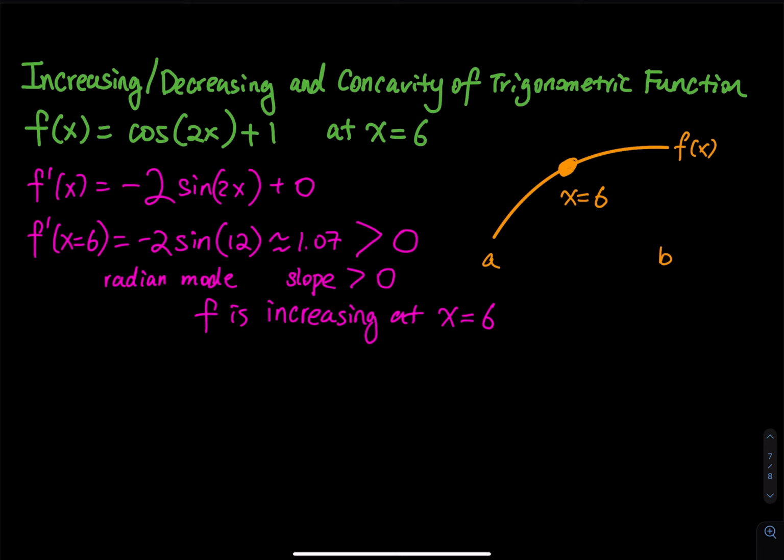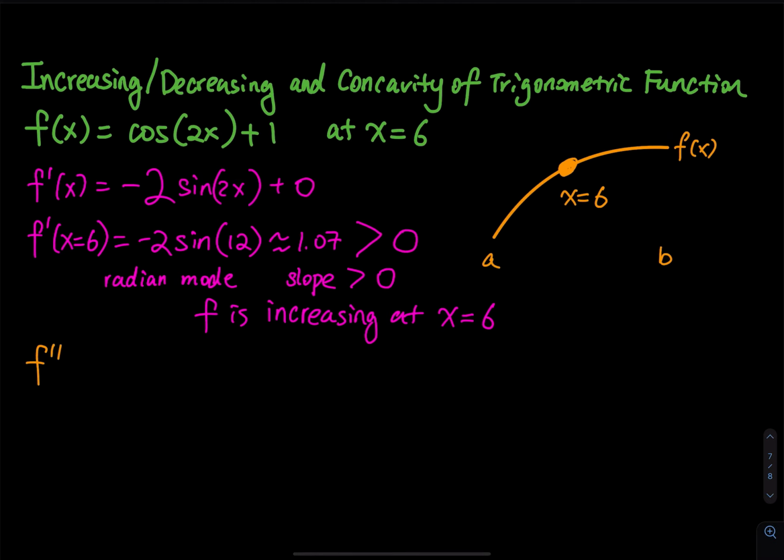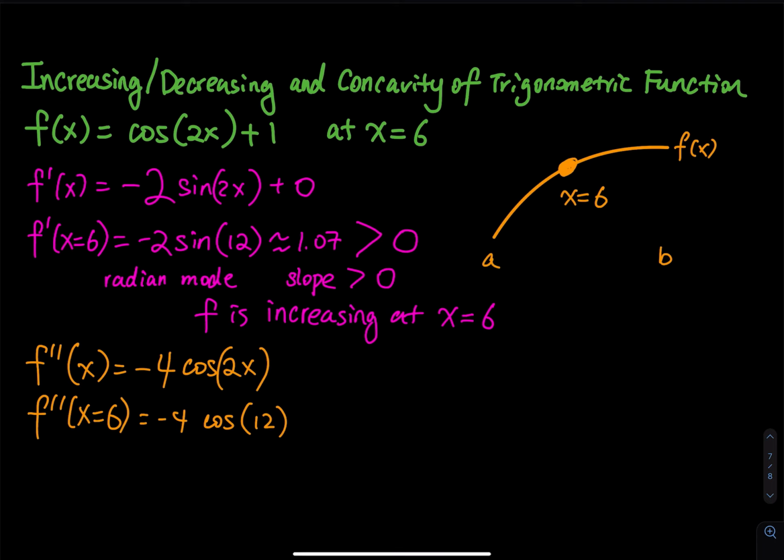And then regarding concavity, let's use a different color. For concavity, you have to go to the second derivative. This is based on the first derivative, right? So the derivative of sine of 2x is cosine 2x, and then we have a 2, right? So negative 2 times 2 gives you negative 4. This is one function to describe the concavity of the given function at any x value. To be specific, when x equals 6, you have negative 4 times cosine of 2 times 6, which is 12. Same thing, you use radian mode.